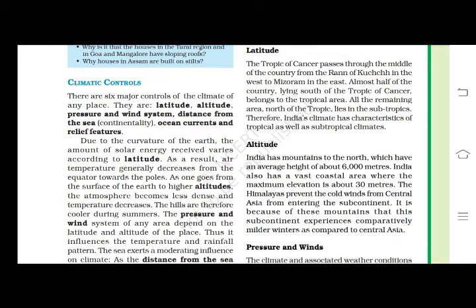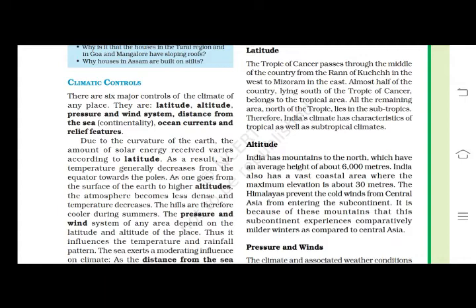Then we have altitude, that means height. India has mountains to the north which have an average height of about 6,000 meters. India also has a vast coastal area where the maximum elevation is about 30 meters. If we go to the north side of India, the height of the mountains is about 6,000 meters, and the vast coastal area has a height of about 30 meters.